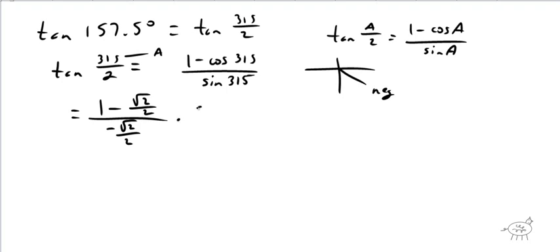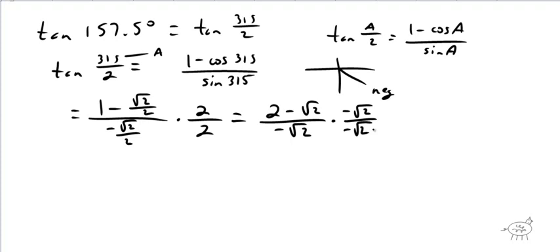Now I'm going to multiply this by 2 over 2, get rid of those fractions. So I get 2 minus root 2 over negative root 2. Okay, and then really my last step is to rationalize. So I'm going to get rid of that negative out of there too, just because I don't want a negative in the denominator. So I'm going to multiply by negative root 2 over negative root 2. Right, so I'm multiplying it by 1. So on the bottom, I just get 2. On the top, I get negative 2 root 2, and then plus 2. And I can't simplify that.